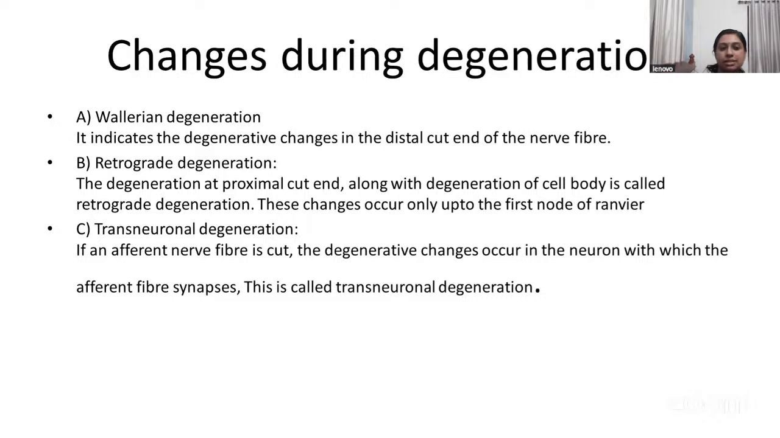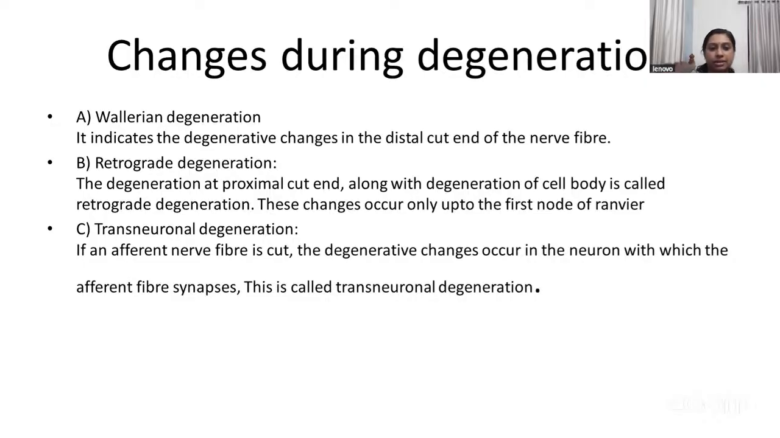Okay. Next is the retrograde degeneration. Retrograde degeneration means the degeneration is occurring at the proximal end, along with the degeneration of the cell body. These changes occur only up to the first node of Ranvier. That is what we call retrograde. So in retrograde degeneration, the proximal cut end is undergoing degeneration along with the cell body.